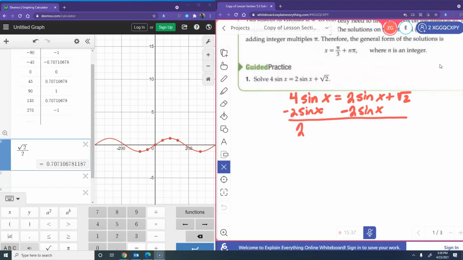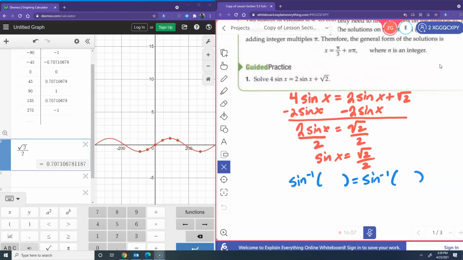So what you have is 2 times the sine of x is equal to the square root of 2. And then what you do next is you divide by 2. So you get sine of x equals square root of 2 over 2. Now the question is, how do I find the angle? Remember I taught you the inverse function. The inverse function is going to give you the value of the angle.